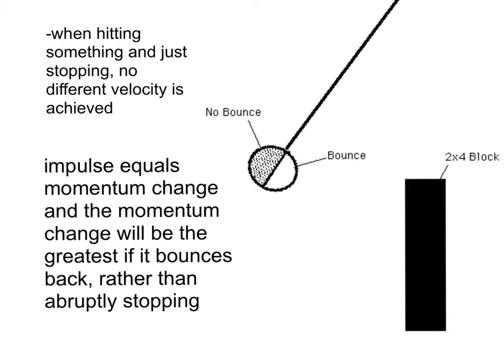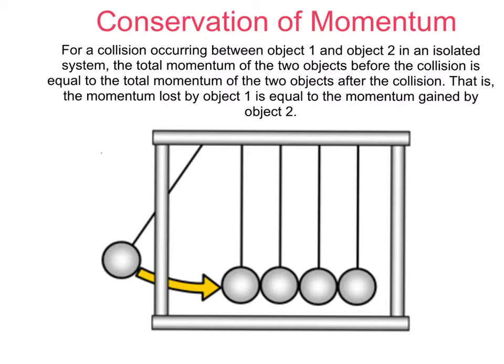The conservation of momentum is, for a collision occurring between object 1 and object 2 in an isolated system, the total momentum of the two objects before the collision is equal to the total momentum of the two objects after the collision. That is, the momentum lost by object 1 is equal to the momentum gained by object 2. So these are the little ball things that just continuously go and go, and that just shows that the momentum moves from the ball that's hitting to the ball that's hit, and it just keeps going down and down, back and forth.